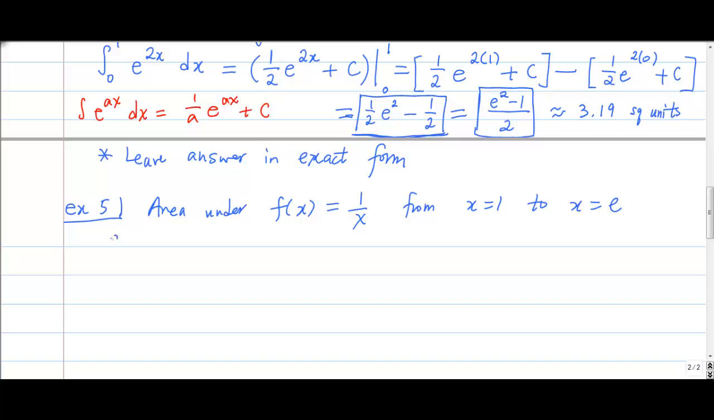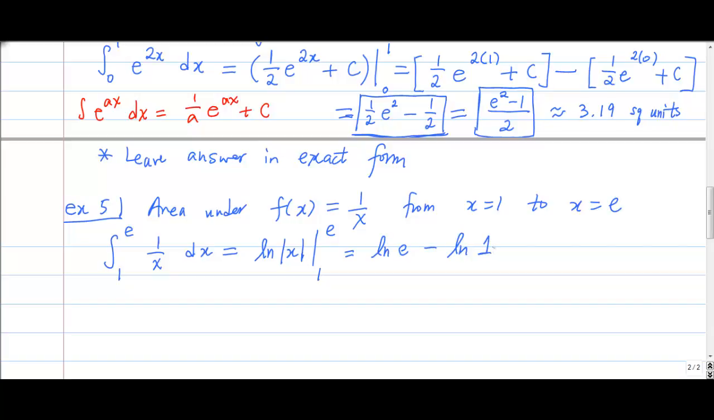Alright, so again, same thing, integral. Now we're going from 1 to e of 1 over x dx. Now you remember the integral of 1 over x, that's the natural log of x, going from 1 to e. Okay, so now we're going to plug in natural log of e minus natural log of 1.